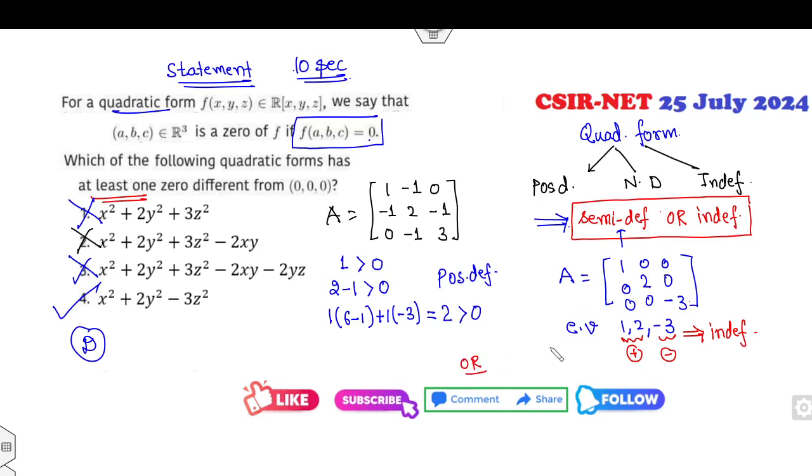Second method, you can find the principal minors: 1, which is greater than 0, 2 greater than 0, minus 6 less than 0. That means that the matrix is neither positive definite nor negative definite.